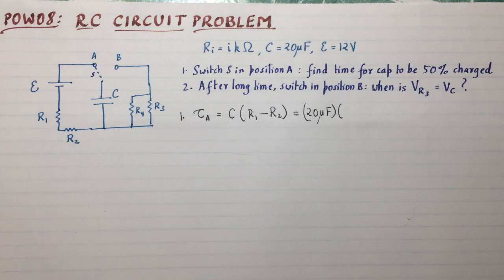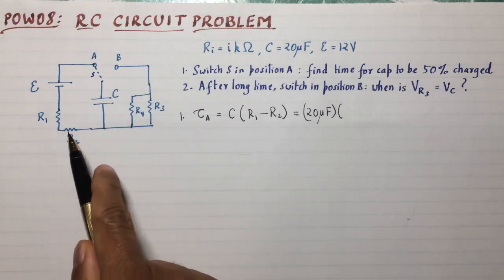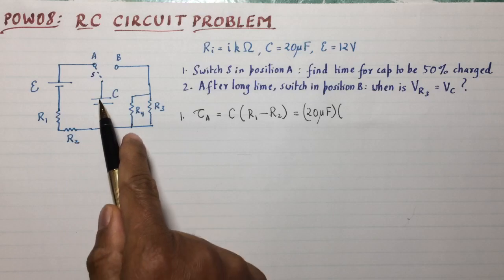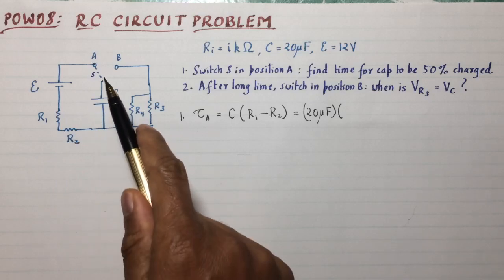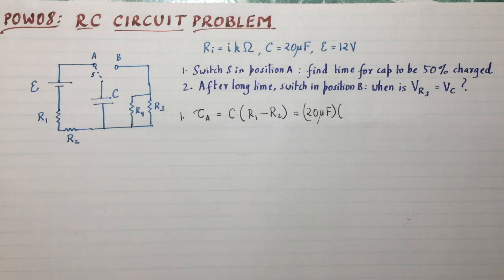Let's look at the following RC circuit problem. It has a 12-volt battery attached to two resistors in series, which is then attached to a capacitor. Initially the switch is in position A, which means that the capacitor is getting charged. We're going to assume that the capacitor is initially completely empty. So the first question is, how long does it take to get 50% charged?